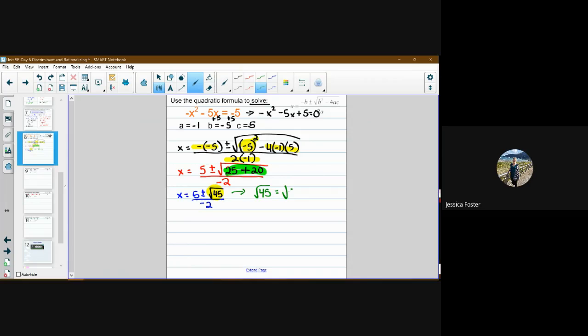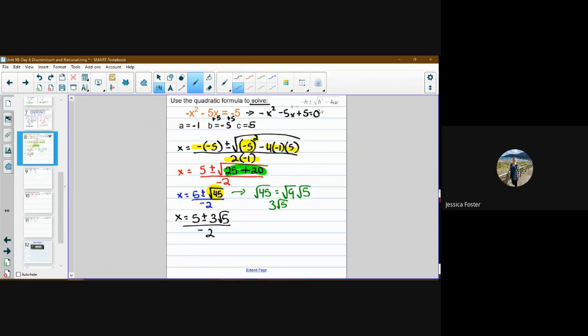9 times 5. 9 is a perfect square, so I can do the square root of 9 times the square root of 5, which if I simplify that equals 3 the square root of 5. Square root of 9 is 3. Square root of 5, we can't simplify that any further. So if I go down on my list here, I've got x equals 5 plus or minus 3 the square root of 5. That's what 45 is. All of that divided by -2.